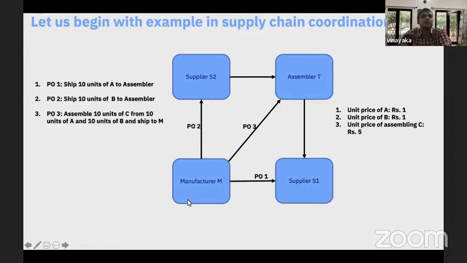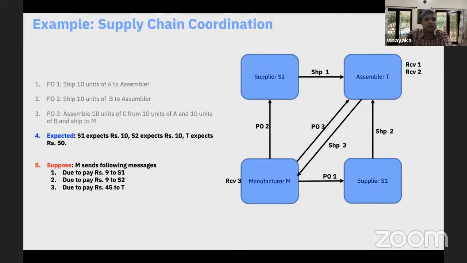So this is the setting, a very simple setting where the unit price of A is 1 rupee, the unit price of B is 1 rupee, and the unit price of assembling A and B together to form C is 5 rupees. So what happens? If everything goes well, what would you expect? You would expect that S1 should get 10 rupees from M, S2 should get 10 rupees from M, and T should get 50 rupees from M.